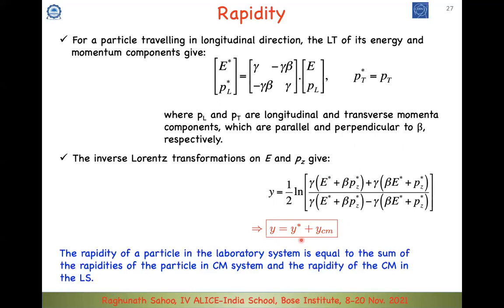Since Y center of mass is a constant quantity, essentially it gives a little shift in the origin of the spectra, thereby keeping the shape invariant. That is the beauty of using rapidity.